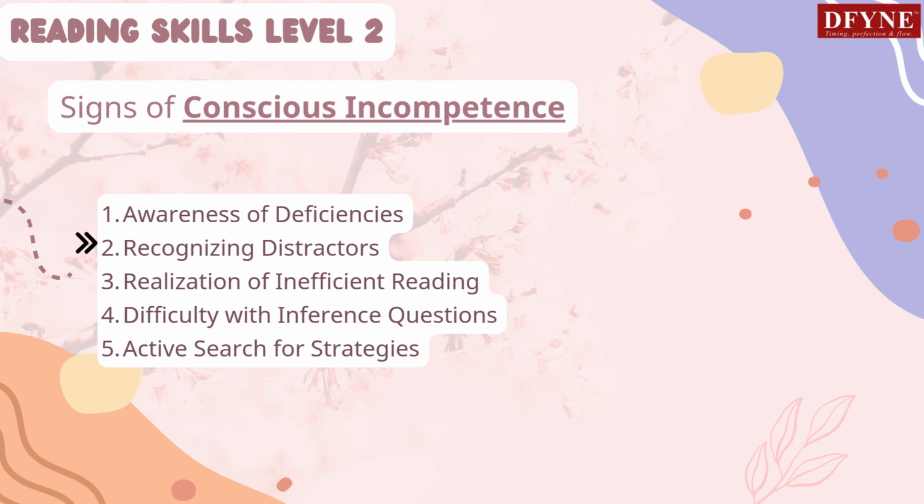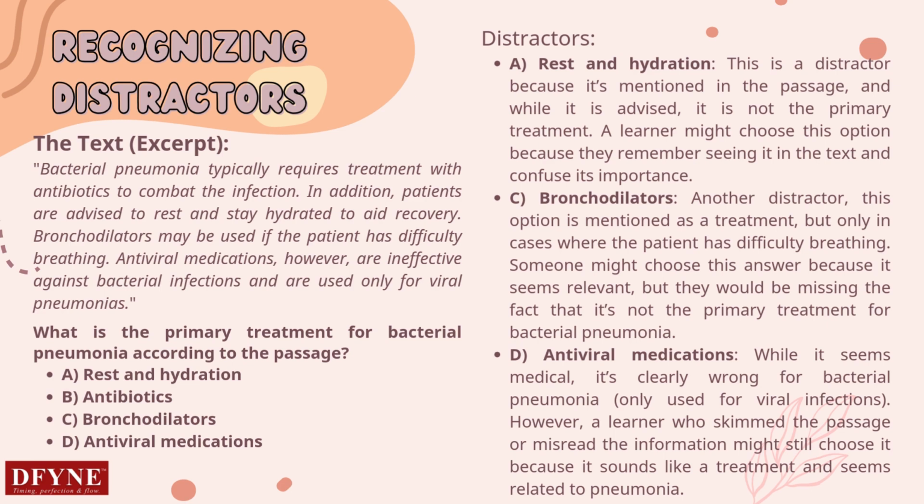Distractors are incorrect answer options that are designed to seem plausible. Recognizing these distractors is a critical skill in exams like the OET. But learners often struggle to avoid them consistently, especially if they haven't developed strong test-taking strategies. Here's an example. Go through the passage.